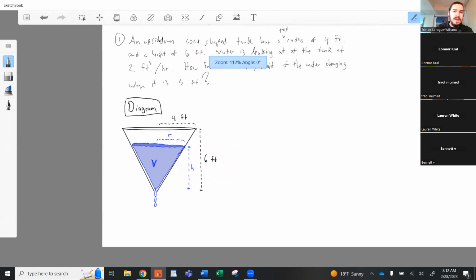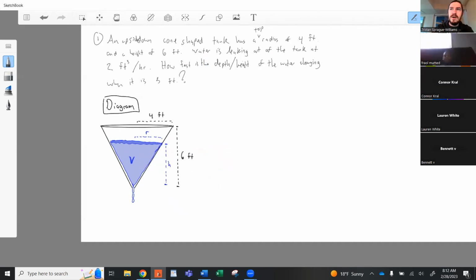Okay. So this is our diagram step. Sound good? Any questions? Okay, so now let's identify the rates. Do that right down here.